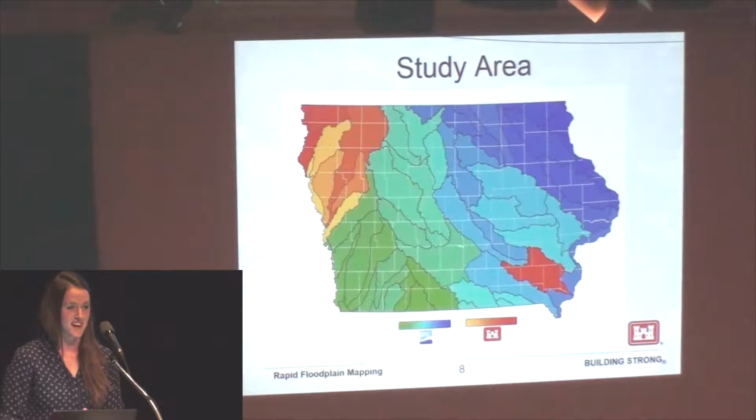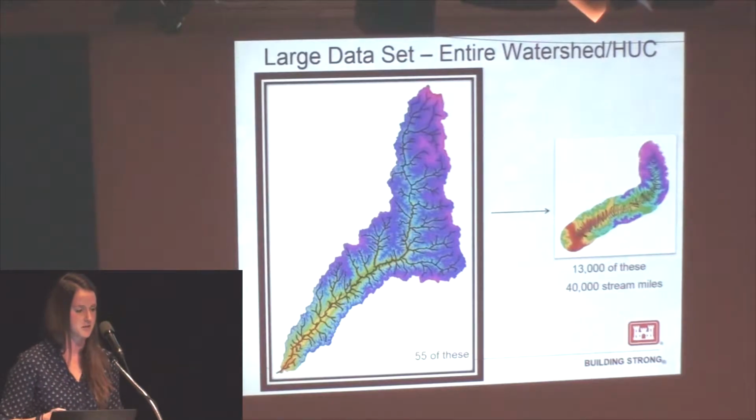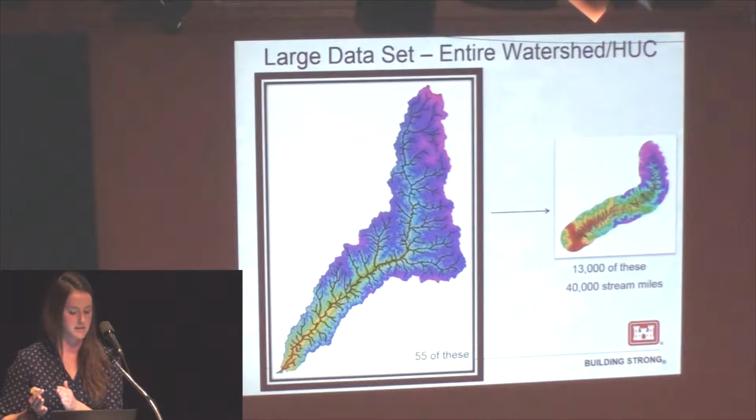Here was the study area. As I said earlier, the IFC crew modeled 47 HUC 8 watersheds. USACE did our tiny little portion of 8. It was still a lot though. So we started out with a large data set and then took it down to a stream-by-stream basis. And so imagine 13,000 individual streams modeled and 14,000 stream miles.